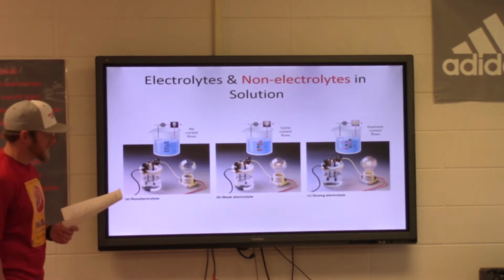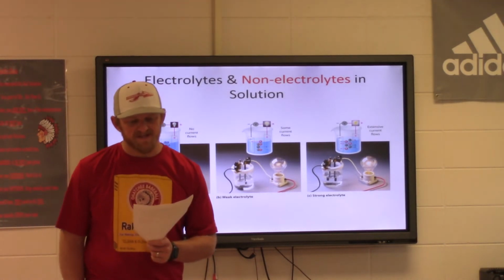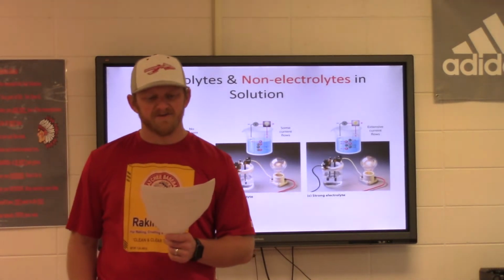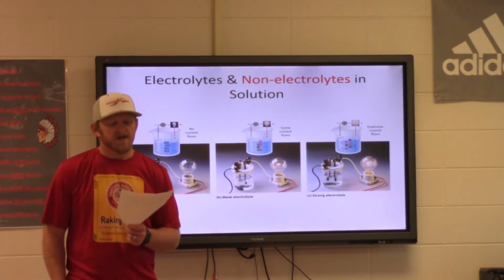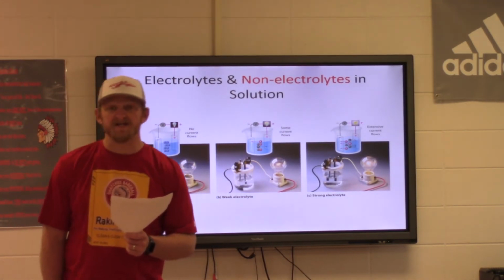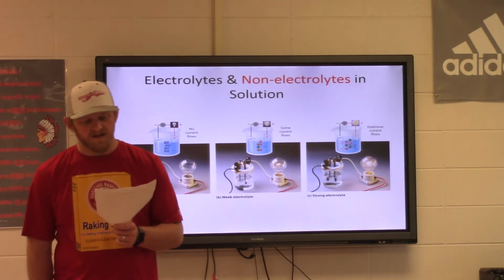So we talk about these electrolytes and non-electrolytes. In your notes, it says an electrolyte is a substance that yields ions when it dissolves and dissociates in a solvent and then produces a solution that conducts electrical current. Non-electrolytes are a substance that does not yield ions when dissolved in a solvent and therefore cannot conduct electrical current.